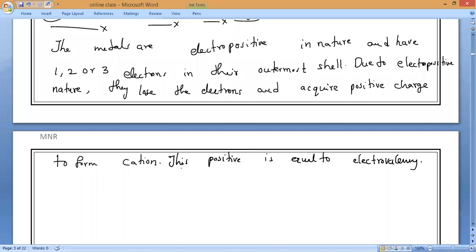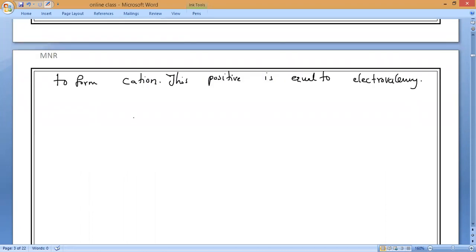Now, shall we write the examples? What changes will take place? Observe very carefully. When an atom turns into an ion, either it will lose electrons or gain electrons. If it loses electrons, we call it a cation. The first example I am taking again is sodium.